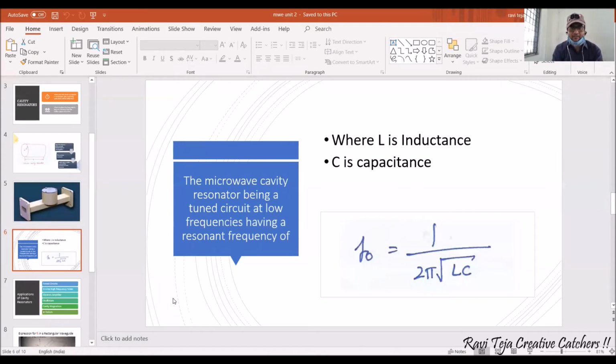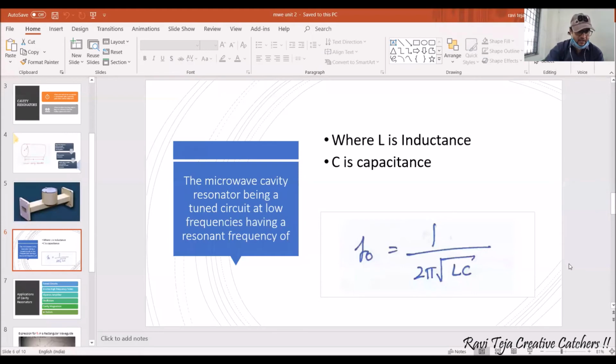What is the value of pi? 3.14. Yes, 3.14. So f naught is given by 1 by 2 into 3.14 into the square root of the value of inductance and the value of capacitance. This is how a cavity resonator is formulated.